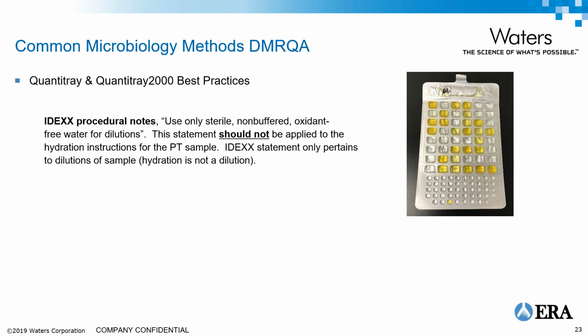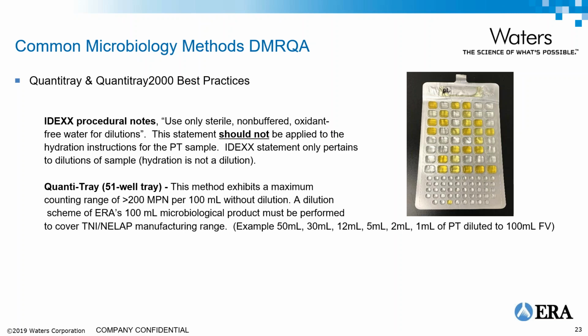If you're using a Quantatray 51 well, remember that it only goes up to 200 MPN per 100 mils. So given the range of 20 to 2400, you're going to need to do dilutions so that you cover all the possibilities that the PT could be at.